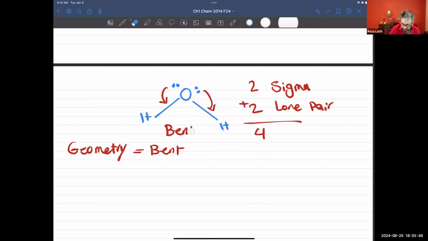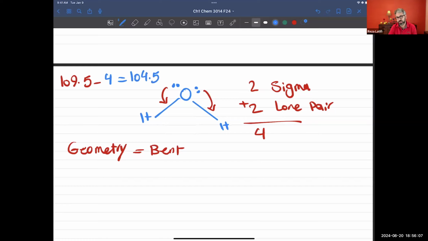Okay, how about the bond angle? Perfect tetrahedral, I expect it to be 109.5. But I have 2 lone pairs, so I'm going to drop it by 4 degrees, 2 degrees per each lone pair. So we are expecting this one to be around 104.5 or 105. Okay, or you can say this one is around 105. That's a bond angle. So I expect theta to be around 104 or 105. Okay, around that number.